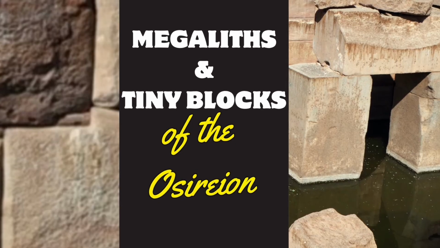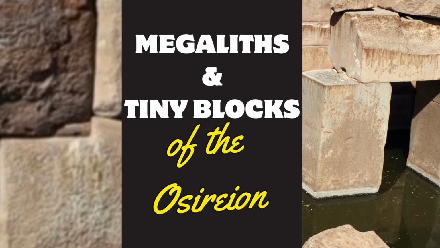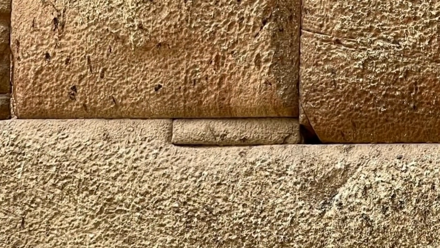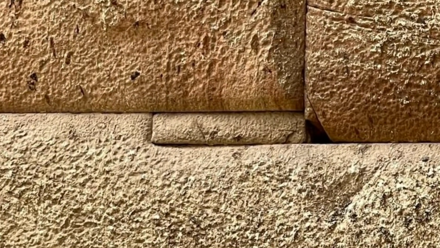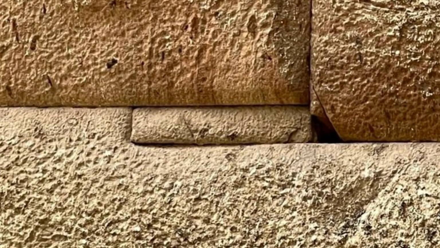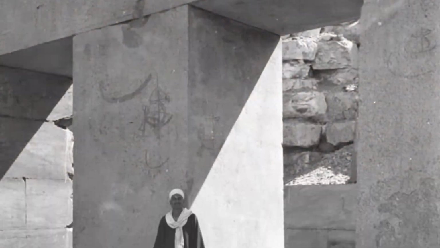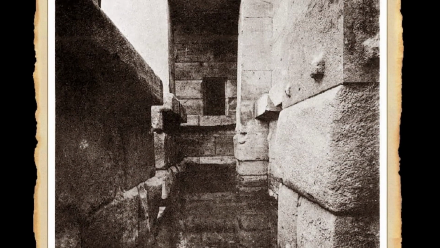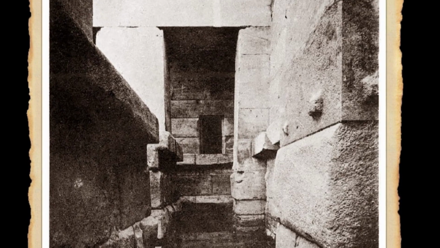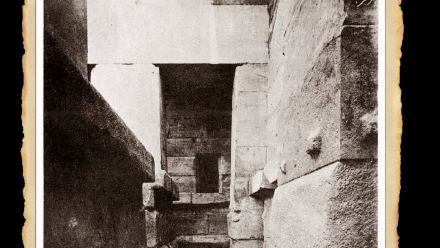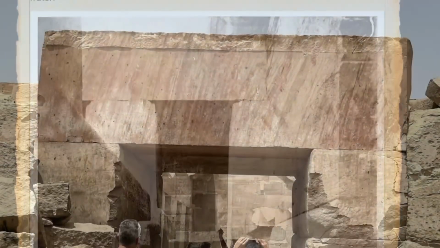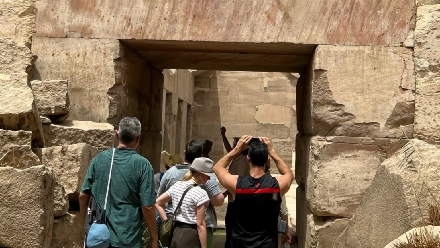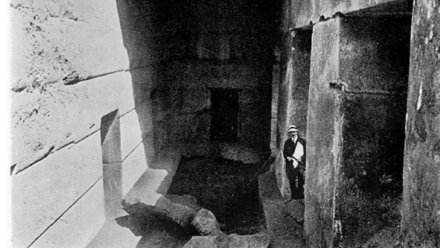The immensely ancient Osireion has giant megaliths as well as tiny little blocks inserted into the polygonal masonry. It is an exceptional example of extremes in size. Any footage you get to see of the Osireion, you will see the megaliths. You will see these massive stone blocks with other massive stone blocks perched on top of them. And that's how people imagine the Osireion. People don't often look at the tiny things.